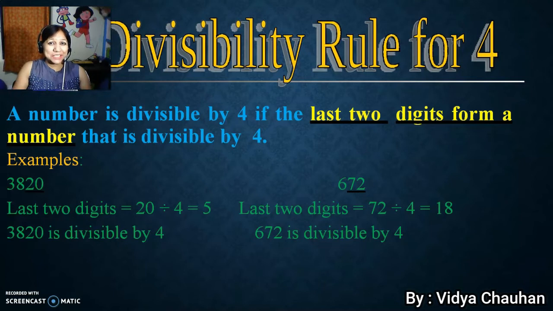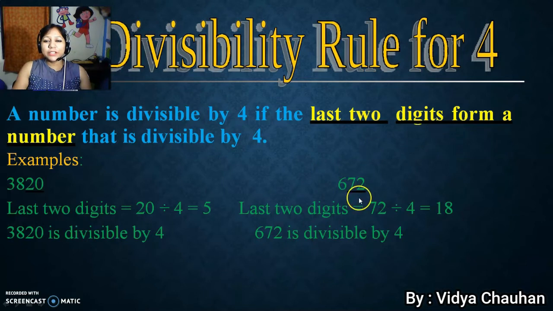Isn't it interesting that you don't have to divide the number, and simply by getting some simple rules, you can easily find out if the number is divisible or not. Taking one more example here, the number is 672. Now once again check out what the last two digits are.